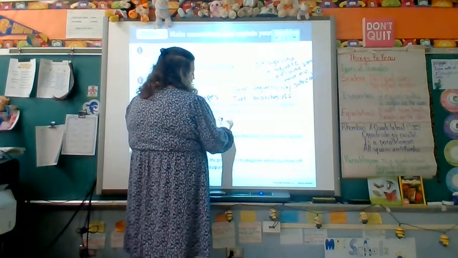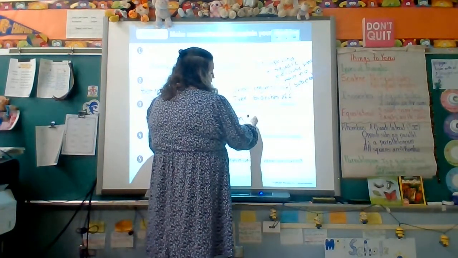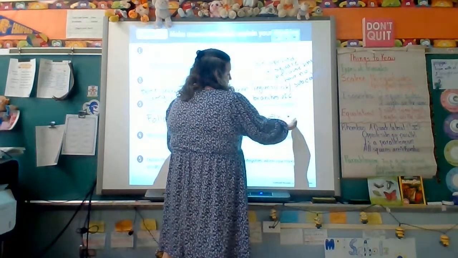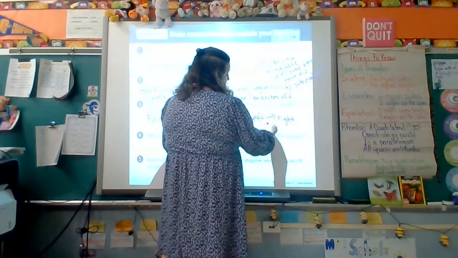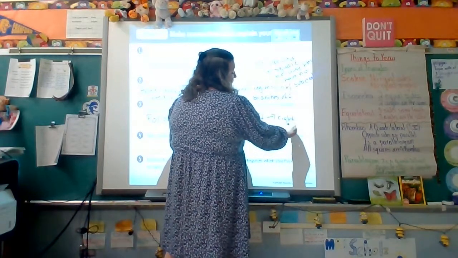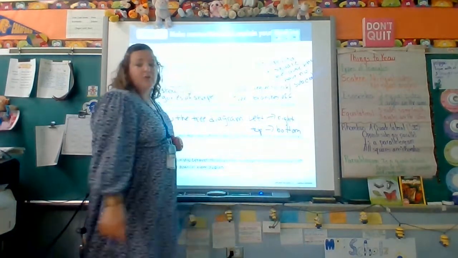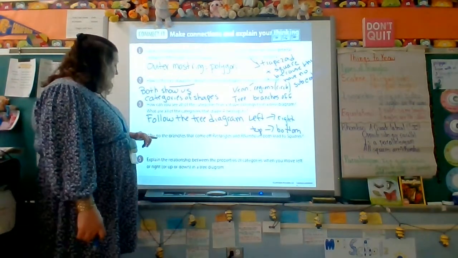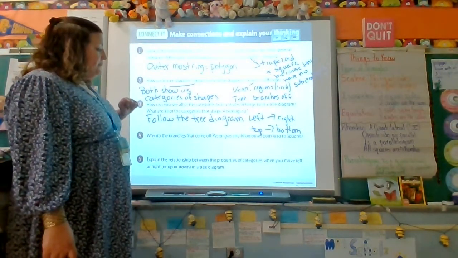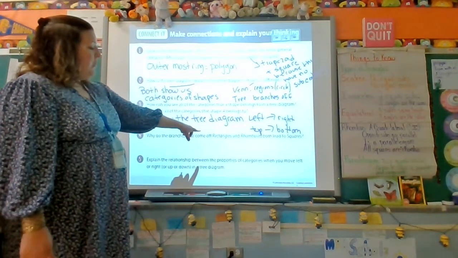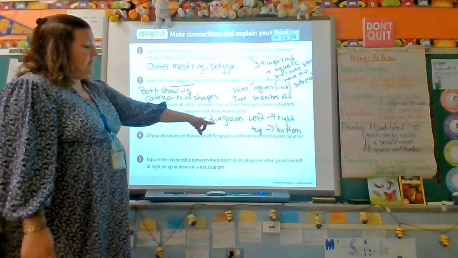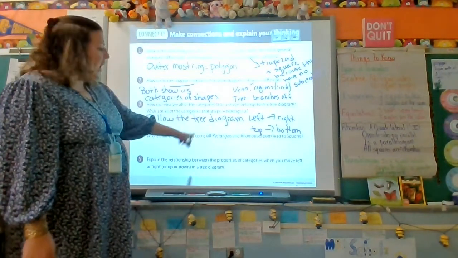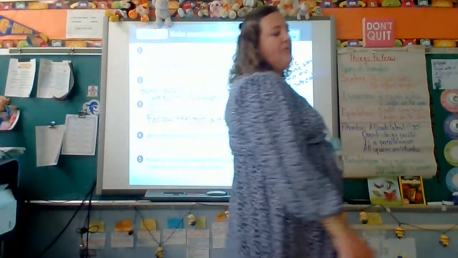Now again, it could be left to right or top to bottom, however you make them. If you make yours vertical or you make yours horizontal, that's really how you're going to be able to decipher which way to follow it, okay? Why do the branches that come off of rectangle and rhombus lead to square? Because square has the qualities or the attributes of both a rhombus and a rectangle.